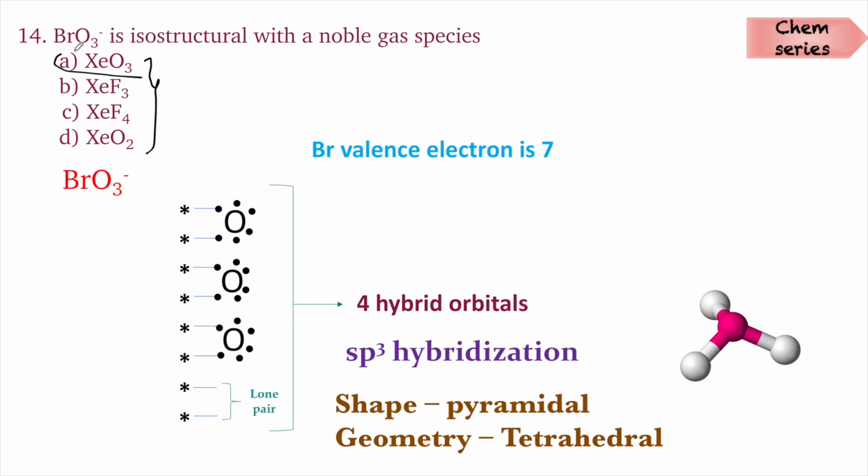We don't need to go for XeF3, XeF4 or XeO2 because in BrO3 minus it has been given that it is of negative charge, so it already comes to the Xe valence electron, and the same atoms O3 are also present. So your answer will be XeO3. You can also do it for B, C and D and check out what the structures for these options are.